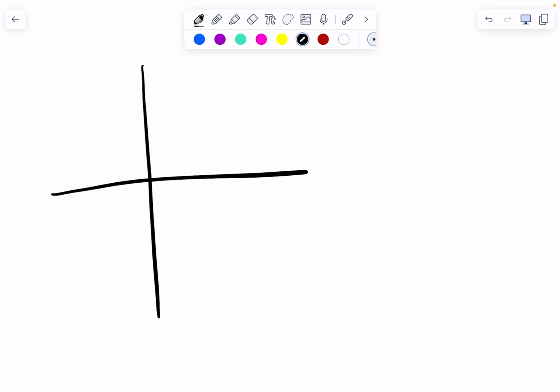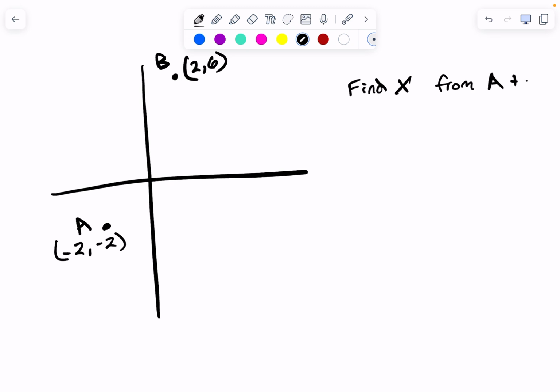All right. Let's go -2, -2. And I want 2, 6. Okay, -2, 2, and 2, 6. Here is A and here is B. I want you to find X such that find X from A to B.